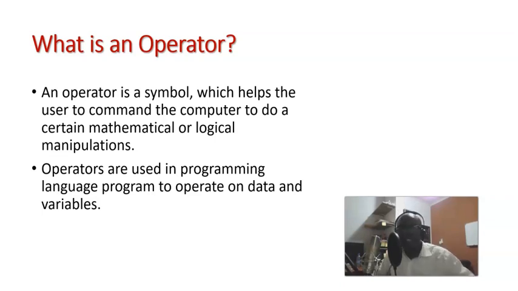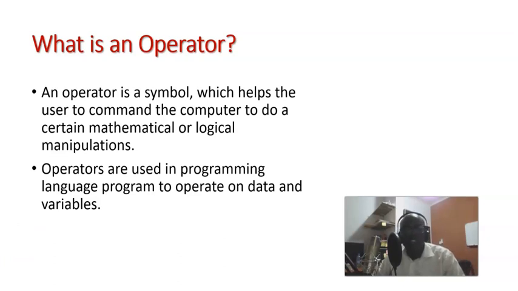An operator is a symbol which helps the user to command the computer to do a certain mathematical or logical manipulation. Okay, so you may want to add two numbers, you may want to subtract them. So for you to add them, you will need a plus operator. Okay, so that is what you call an operator. A symbol, it can be a plus, a minus, a symbol which helps the user to command the computer to do a certain mathematical or logical manipulation.